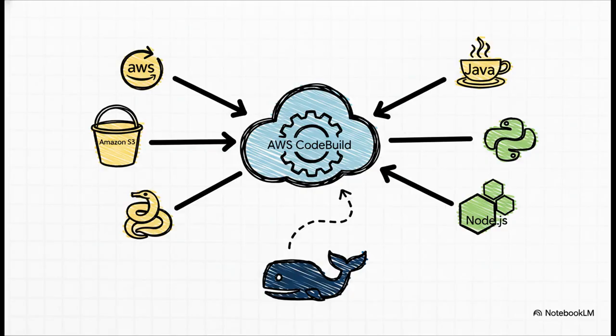And this is where you start to see just how flexible it is. Over on the left, you can see it'll pull code from pretty much anywhere. AWS's own services like CodeCommit or S3, or popular ones like GitHub and Bitbucket. And on the right, you've got all these built-in environments for languages like Java, Python, and Node.js. But honestly, the real magic is this Docker icon at the bottom. If your language or specific setup isn't on the list, no problem. You just bring your own custom Docker image, making CodeBuild pretty much infinitely extendable.